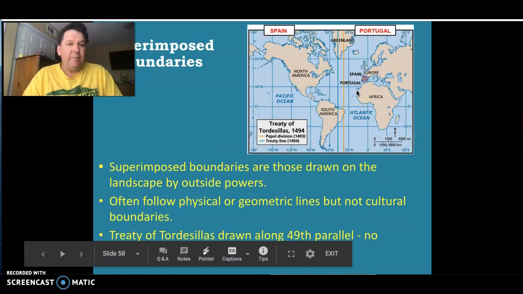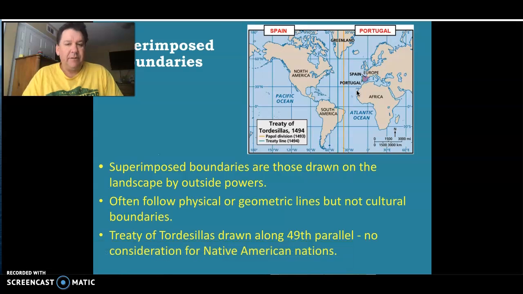So it's now important to go over superimposed boundaries. Those are boundaries drawn by people on the outside. So I can superimpose a boundary on your house right now. That would mean that I'm drawing a boundary you don't even know exists, but I'm going to draw it because I can. I have the power. Some guy with a pen, right? Some guy with a map.